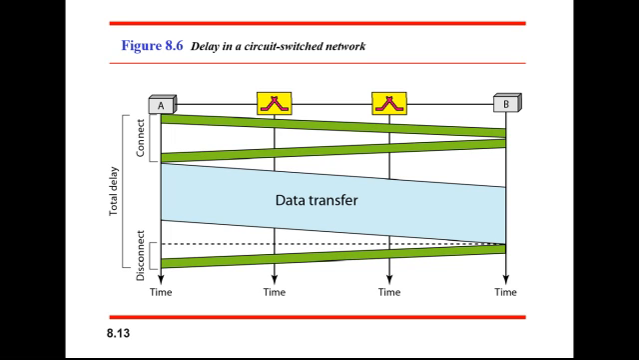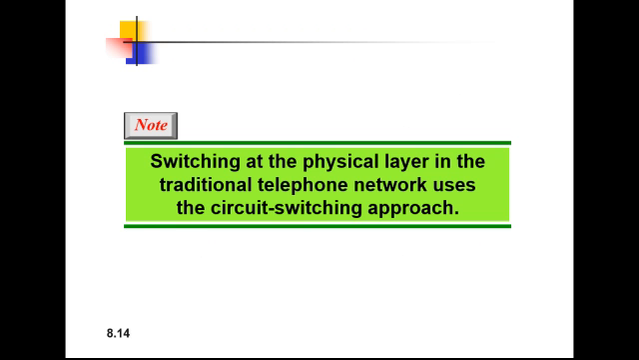The figure shows that once the connection is established, the data transfer can occur freely without any delay. Switching is happening at the physical layer, and the traditional telephone network is a classical example of the circuit switching approach.